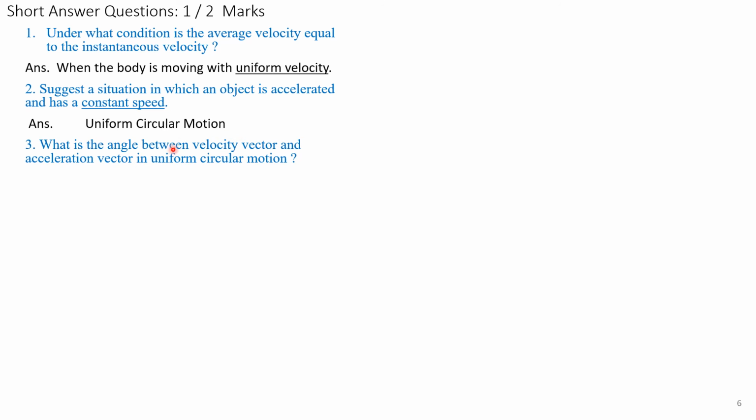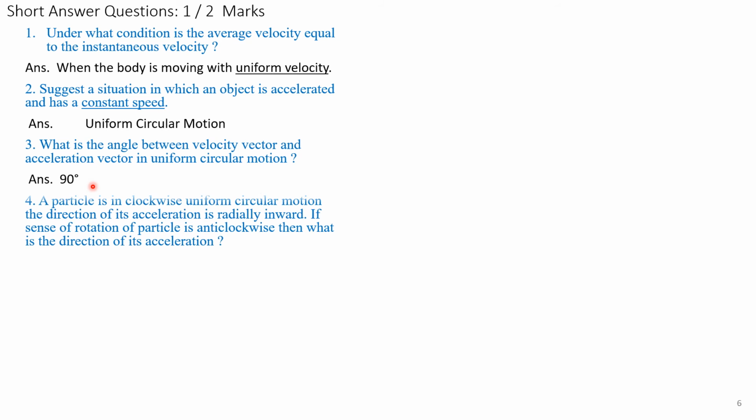Question number 3. What is the angle between velocity vector and acceleration vector in uniform circular motion? The answer is the angle between the velocity vector and acceleration vector is 90 degrees in the case of uniform circular motion.